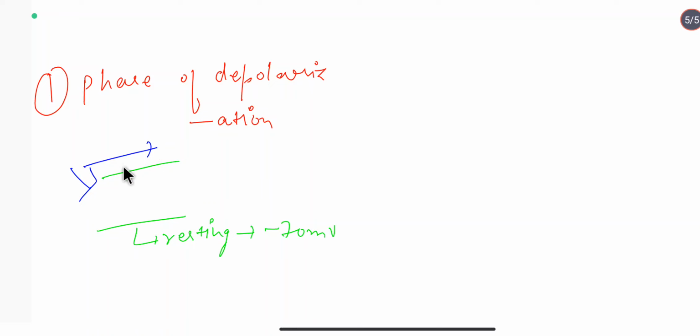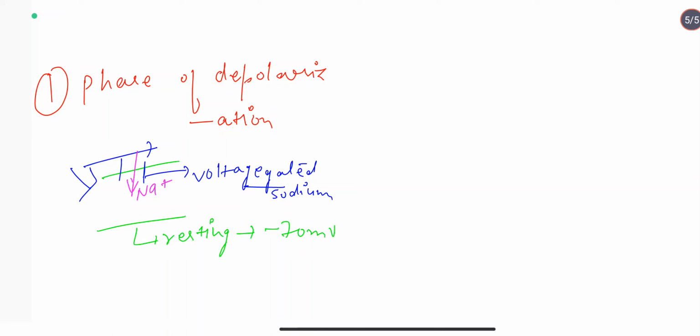What does this stimulus do? It activates voltage gated sodium channels present on the membrane of this cell and allows movement of sodium ions inside the cell. Are you getting me? What happens during the phase of depolarization is, the neuron, let's suppose, is at rest and has a membrane potential of minus 70 millivolts.